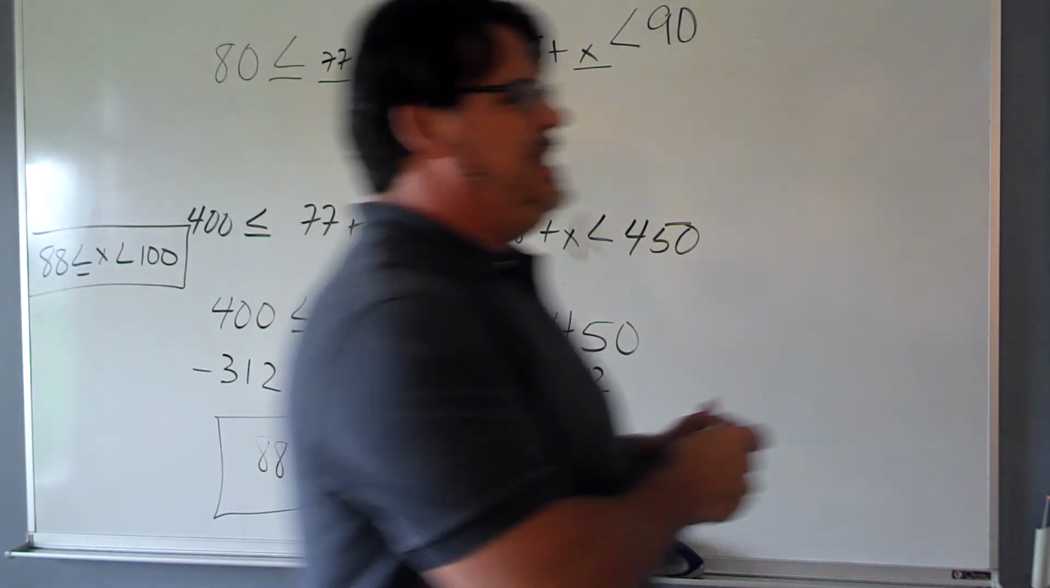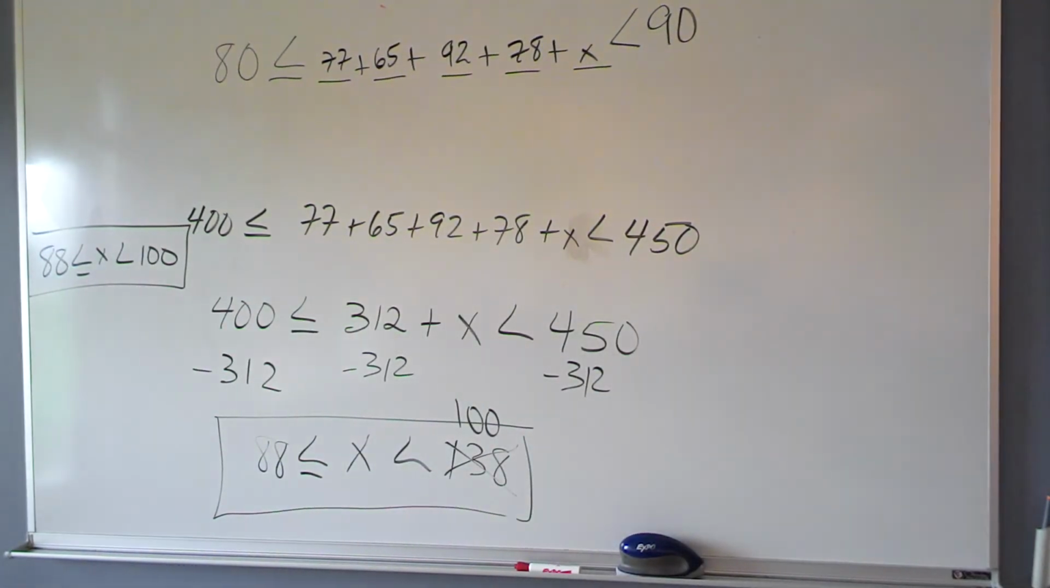So can he make an 88 and still have a B? Yes. Can he make 100 and still make a B? Yes. So your answer is 88. And you feel good about yourself. All right, let's see what else we got.